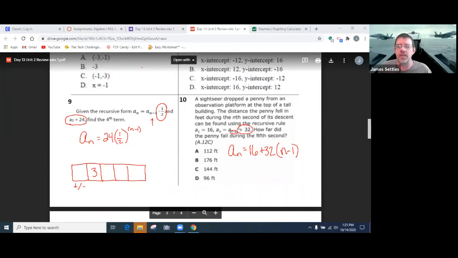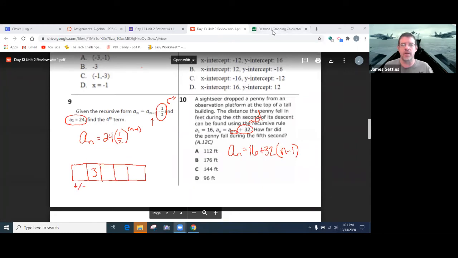So I'm hoping that y'all understand that the only thing that this n minus 1 tells us right here is that if it's plus 32, it's giving me the d. If it's times something, then it's giving me the r. Okay, and then that just tells me which formula to use.